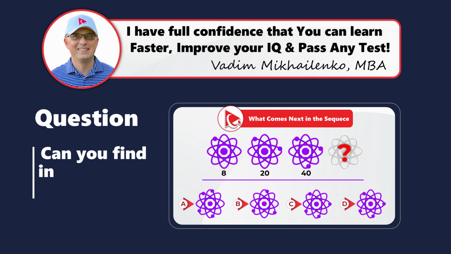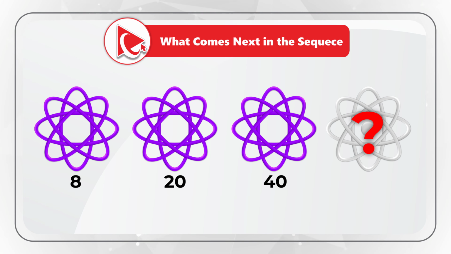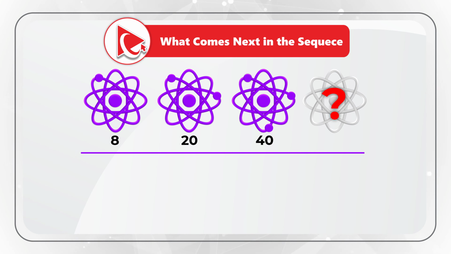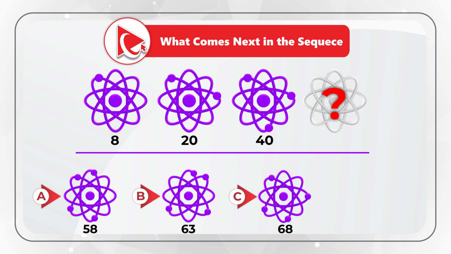Here's one of my favorite questions where you're presented with the sequence of shapes and you need to find the next shape in the sequence. What's unusual about these shapes is that they resemble molecules, with electrons floating around the molecule and atom in the middle. You have 4 different choices to choose the missing shape. Choices A, B, C, and D.